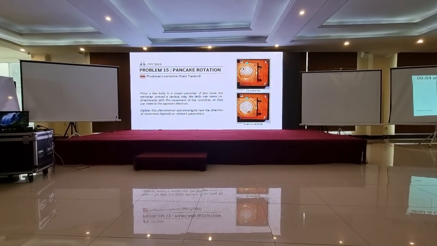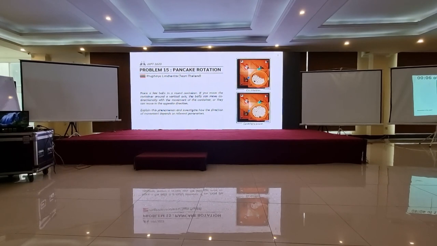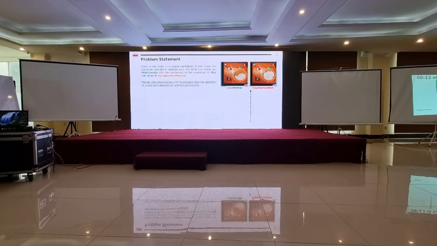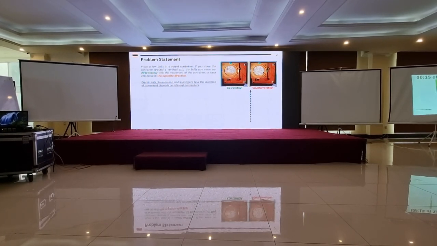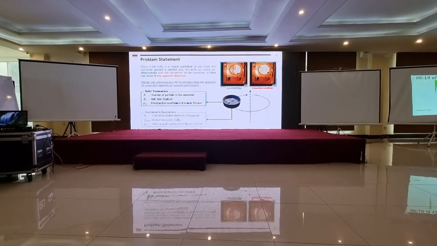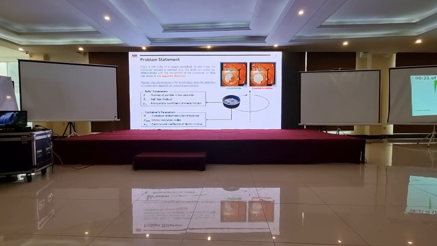I will present problem 15, pancake rotation. The problem statement asks us to explain the phenomenon of placing a few balls in a round container with orbital motion, where the cluster of balls collapses. You can see that it rotates co-directionally or in the opposite direction compared to the container motion. Our further task is to investigate the relevant parameter which constrains the direction of the balls.